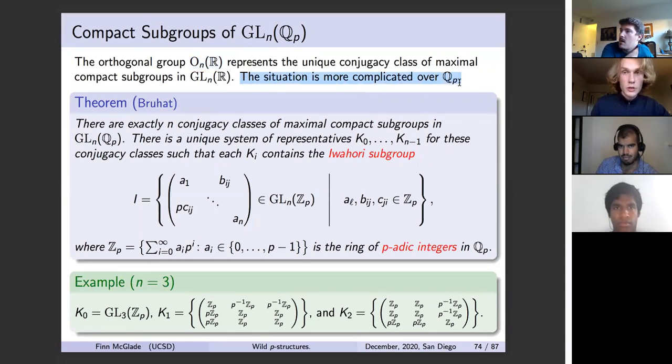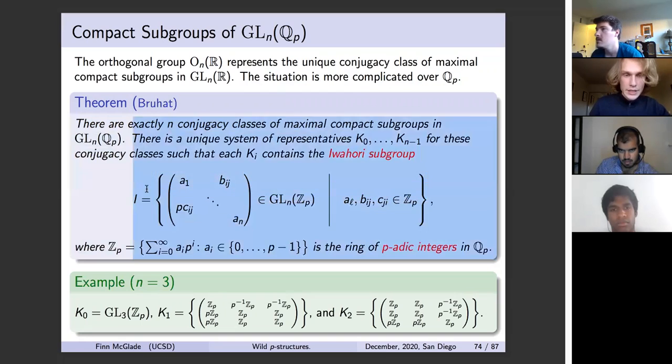The situation over Q_p is more interesting. So this is the theorem of Bruhat–Tits. It says that there are exactly n conjugacy classes of maximal compact subgroups in GL_n(Q_p). And in fact, there's a canonical way of representing them. So let me write these n conjugacy classes as K_0 through K_{n-1}. And the statement is that there's a unique set of representatives for these conjugacy classes containing this thing called the Iwahori subgroup. So to say what the Iwahori is, I should really tell you what Z_p is.